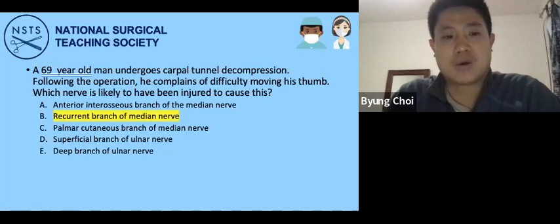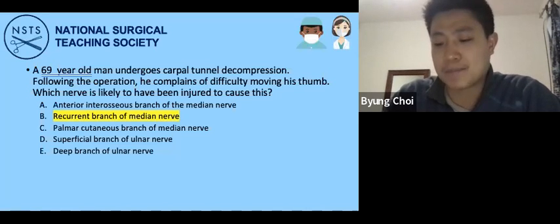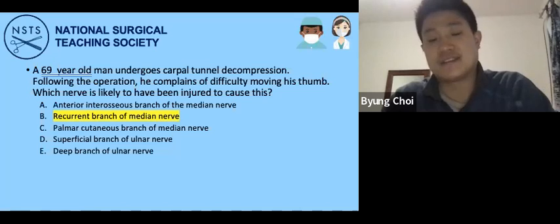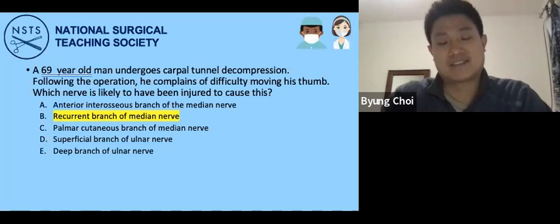Now in carpal tunnel syndrome, the nerve that innervates the thenar muscles, that gets compressed to lead to thenar wasting, which is a sign of carpal tunnel, is the recurrent branch of the median nerve. The recurrent branch comes off just distal to the transverse ligament, and because it's in the field of view when you operate on a carpal tunnel, it can potentially be injured during the operation.